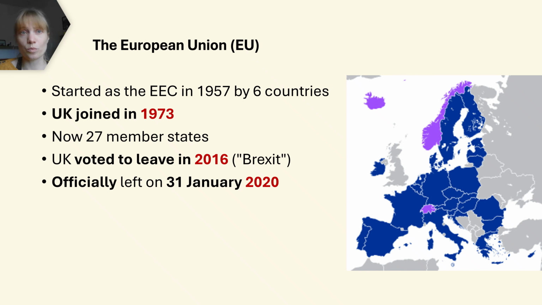So the EU began in the 1950s when 6 European nations signed the Treaty of Rome to strengthen economic cooperation. Britain initially stayed out but joined later in 1973. The organization has grown to 27 members. In the 2016 referendum, people in the UK voted to leave. This is known as Brexit. The UK's exit became official in January 2020.